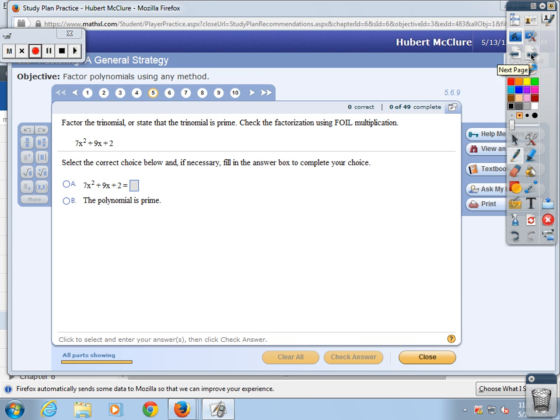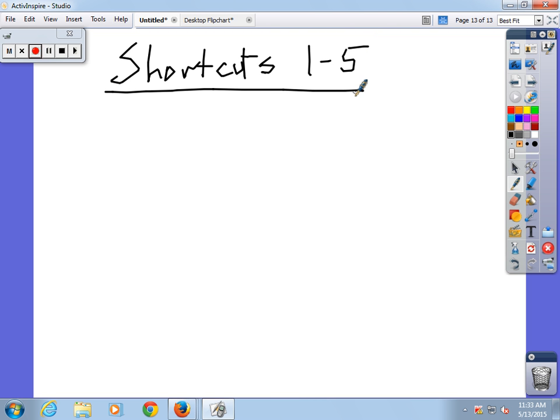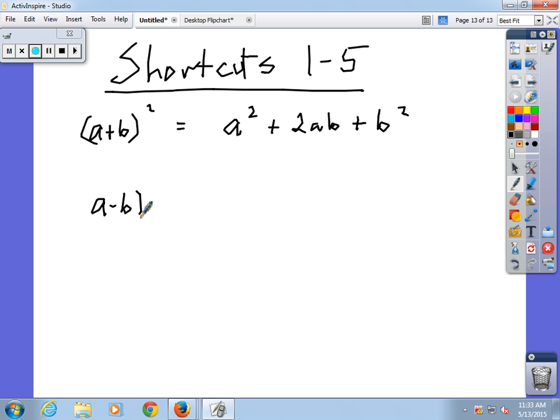The shortcuts. I call them the shortcuts. Nobody else calls them shortcuts. 1 through 5. I called them shortcuts 1 through 5 when I was a student. That's how I remember it. A plus B, quantity squared, is equal to A squared plus 2AB plus B squared. A minus B, quantity squared, is equal to A squared minus 2AB plus B squared.